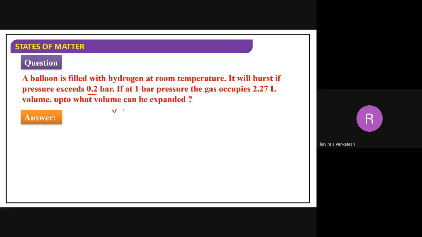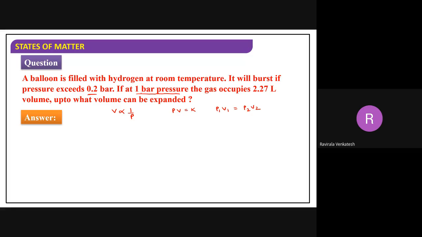What type of relation? Volume is inversely proportional to pressure. Then we get PV is equal to K. Then we get P1 V1 is equal to P2 V2. Now what is P1? If at 1 bar pressure the gas occupies 2.27 liter volume, take this 1 bar pressure and the 2.27 as P1 V1. No problem, initial and final, because it will burst if pressure exceeds 0.2 bar.